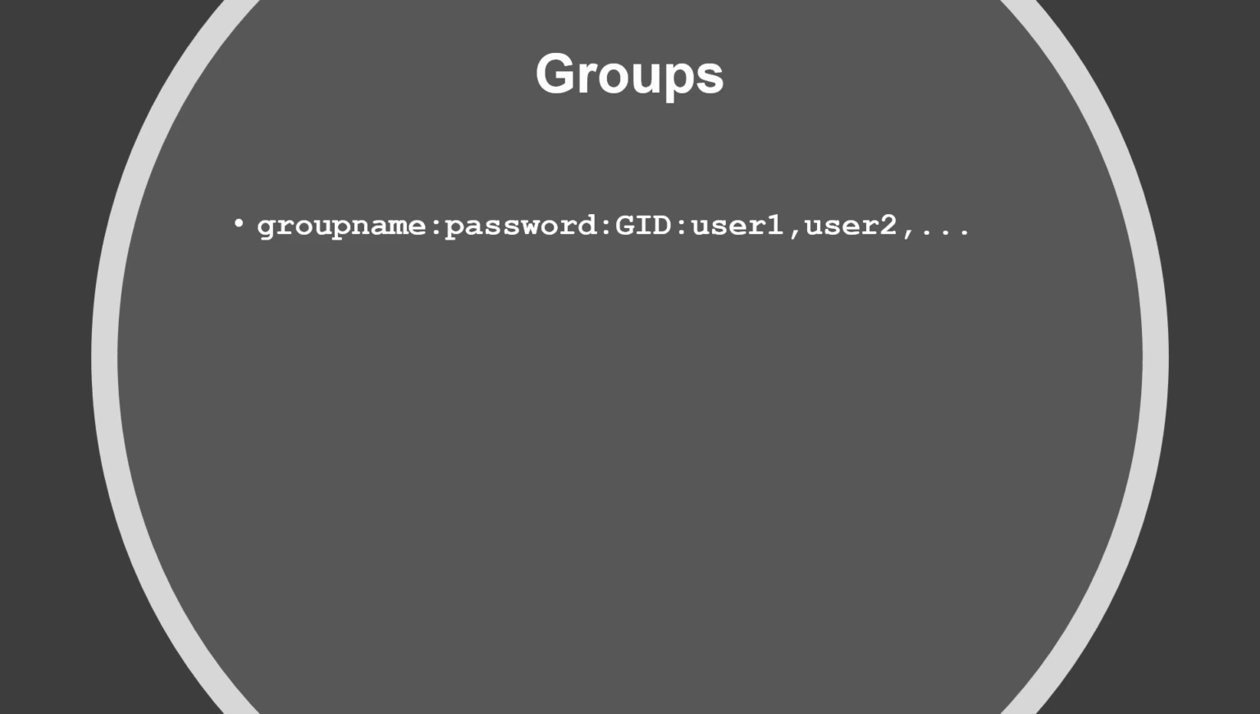Values between 100 and GID_MIN, as defined in /etc/login.defs, and usually the same as UID_MIN, are considered special. Values over GID_MIN are for UPG, user private groups. User1, user2 is a comma separated list of users who are members of the group. The user need not be listed here if this group is the user's principal group.